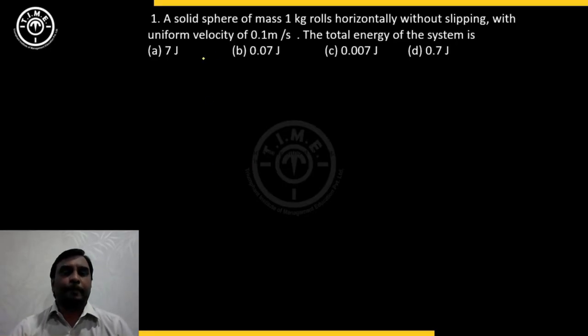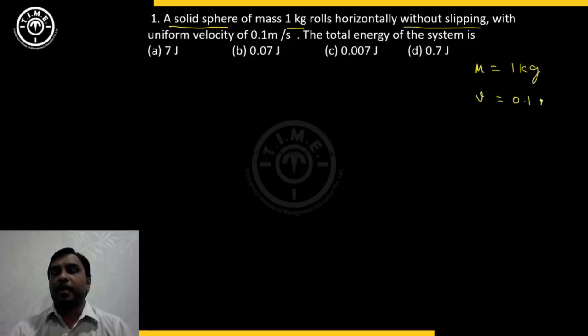Now we'll take up some questions. Question number 1. A solid sphere of mass 1 kg rolls horizontally without slipping, which is nothing but pure rolling. So mass is given as 1 kg, with uniform velocity. Velocity is given as 0.1 meter per second. The total energy of the system, meaning total kinetic energy.